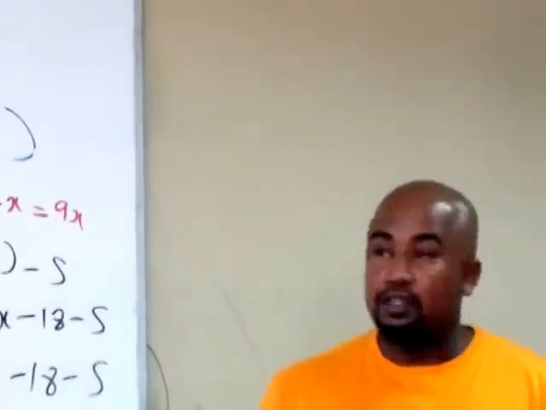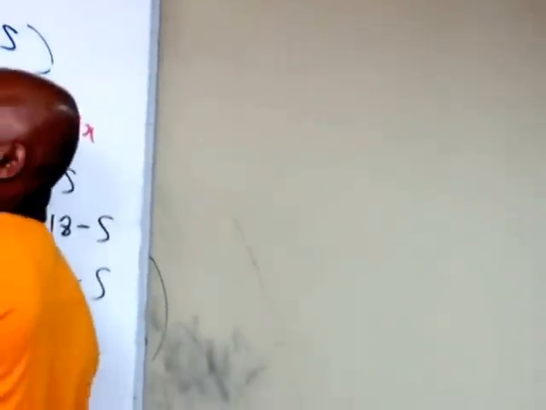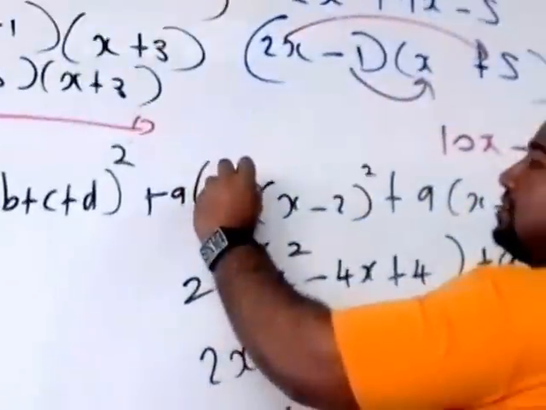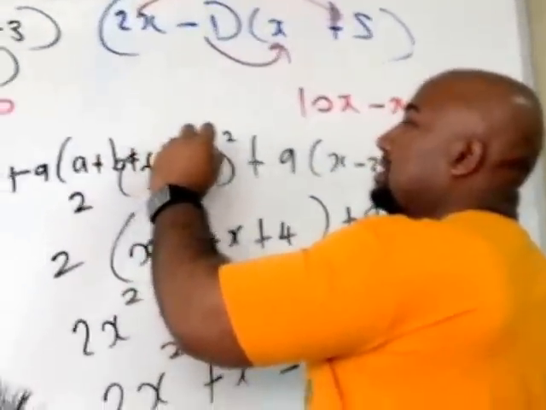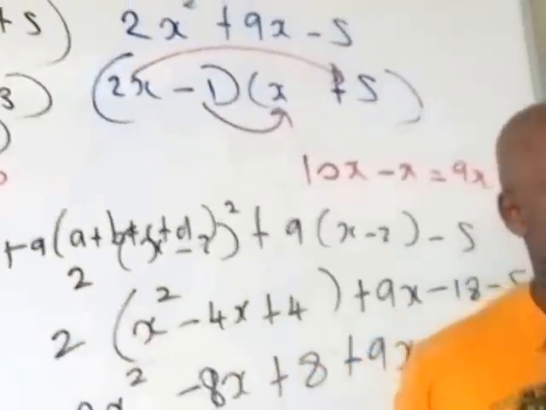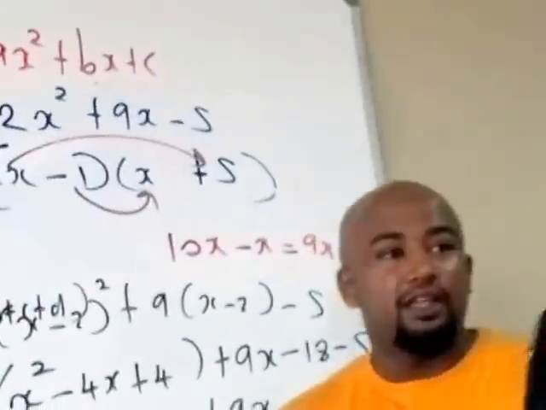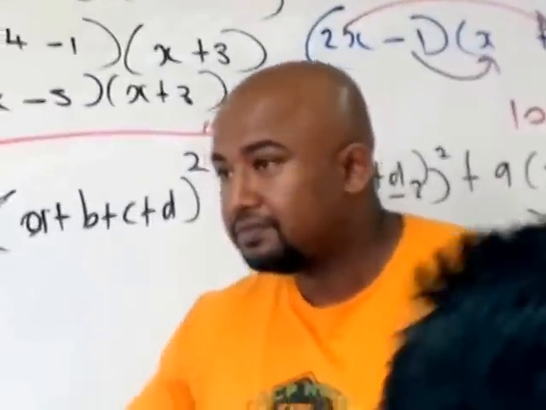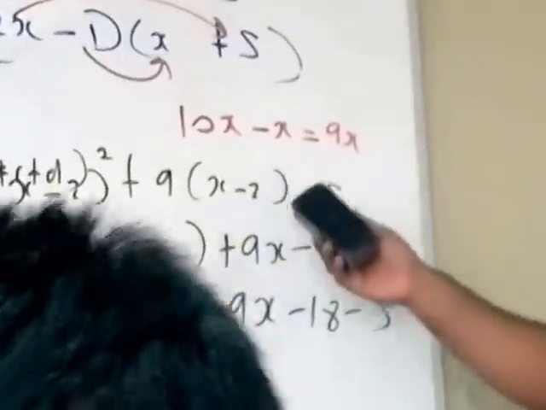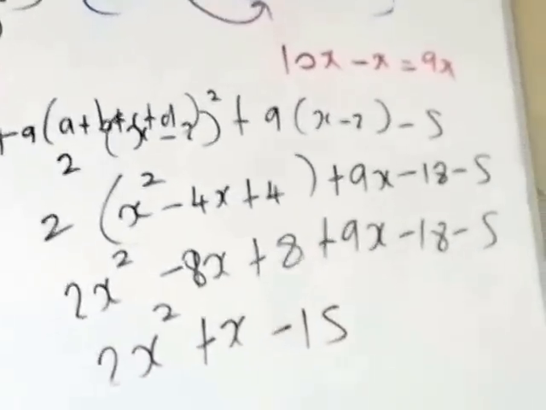Because what happens if you have a question like this here? If I give you 2 into a plus b plus c plus d squared plus 9 into a plus b plus c plus d. Can you see how difficult it's going to be to square this now? And that's why you need to realize that this is a trinomial and it can be factorized. Right, but there's your alternate technique. From here, you can go straight to here. Let's deal with the next one.